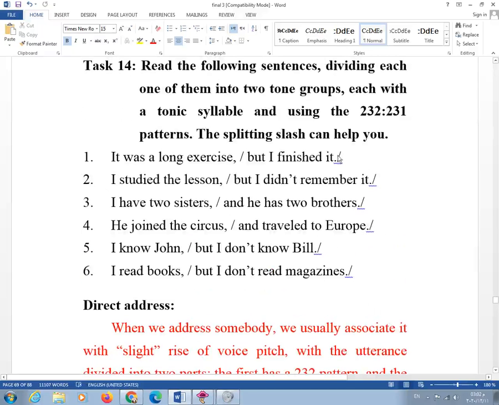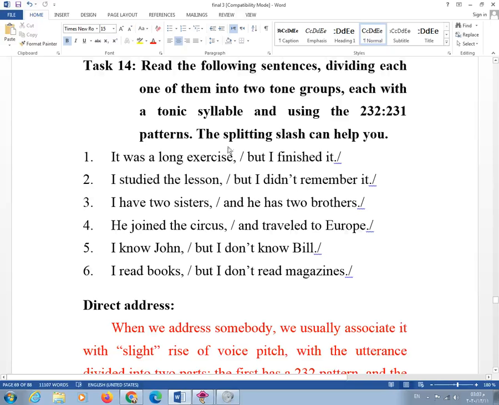It was a long exercise, but I finished it. You understand? Here we use in the first utterances, the first tone groups, mid-rise, because it's not the end of the utterance.